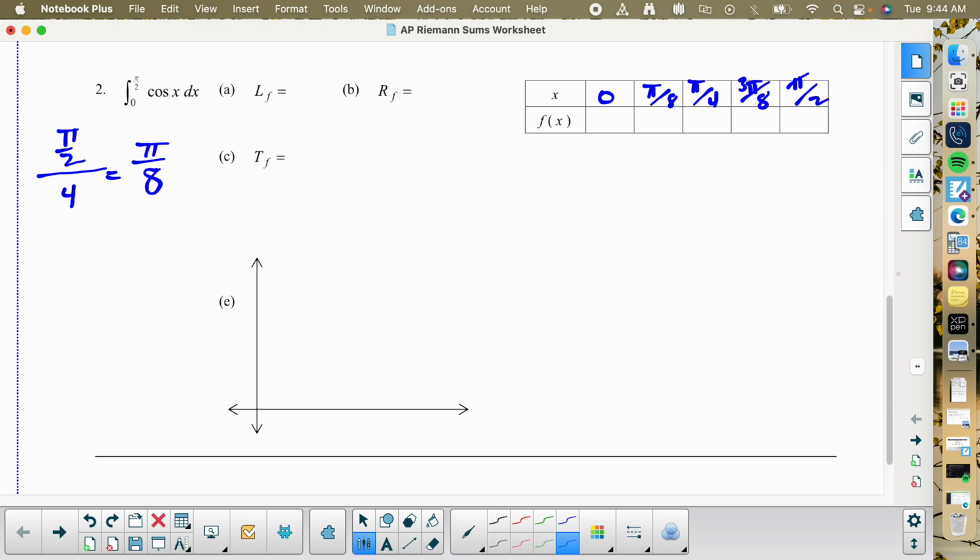So see if you can find left, right, trapezoid. Definitely try the trapezoid one by doing the actual trapezoid method rather than just averaging those 2 answers. But they should be the same. Okay, we got what, 20 minutes left to do that. That should be a pretty easy first day.